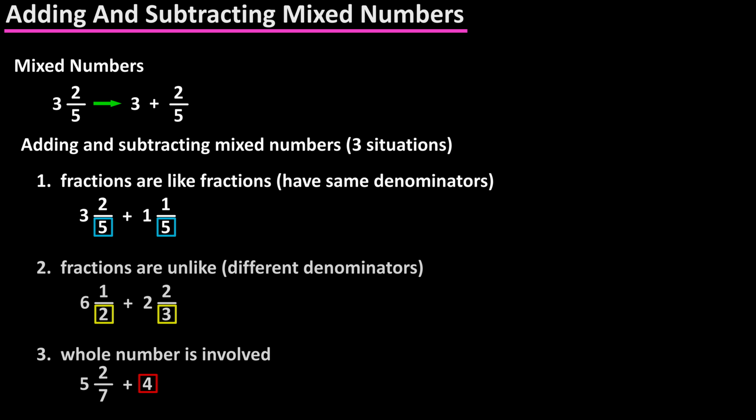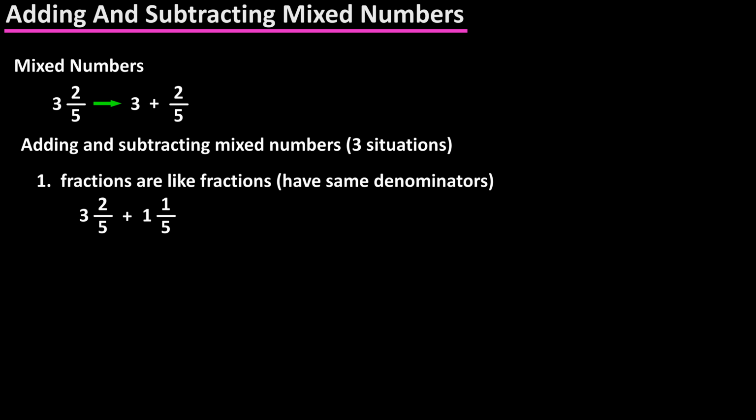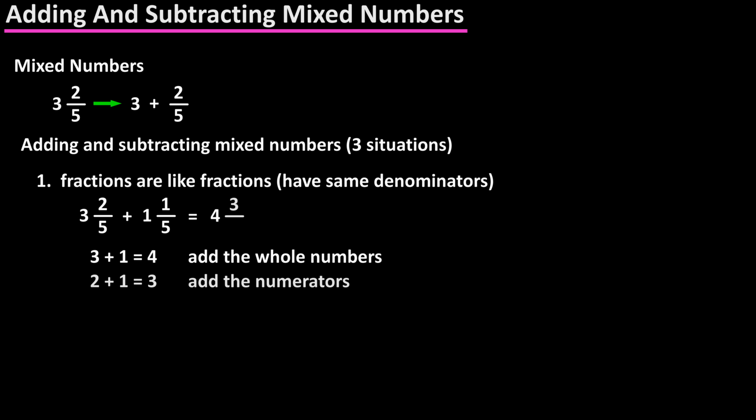For the first type of problem, with the like fractions, the process is pretty simple. Here we have 3 and 2 over 5 plus 1 and 1 over 5. All we do here is add the whole numbers together, 3 plus 1, which equals 4, and then as you would normally do with like fractions, add the numerators together, 2 plus 1, which gives us 3, and keep the denominator of 5. So we have 4 and 3 over 5.